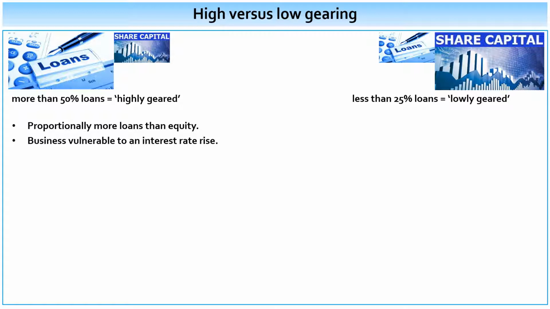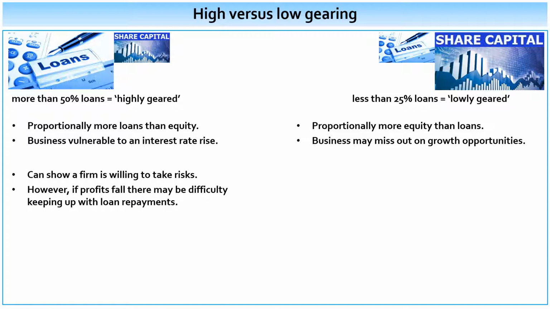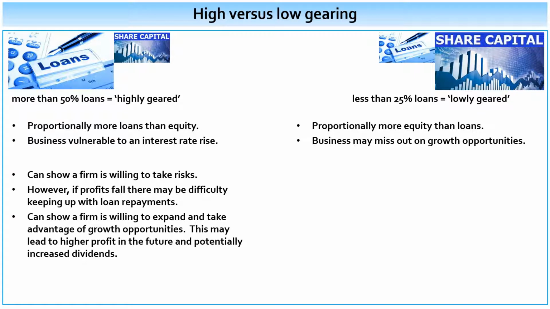If you have proportionally more loans than equity, the business is more vulnerable to an interest rate rise. However, if we have proportionally more equity than loans, then maybe we're missing out on growth opportunities that we could take advantage of if we were to take out loans in order to fund that expansion. A highly geared business shows that a firm is maybe willing to take risks, take out big loans. However, if profits fall, there may be difficulty keeping up with loan repayments. A highly geared firm can show that it's a firm that's willing to expand and take advantage of growth opportunities, which may lead to higher profits in the future and potentially increased dividends.